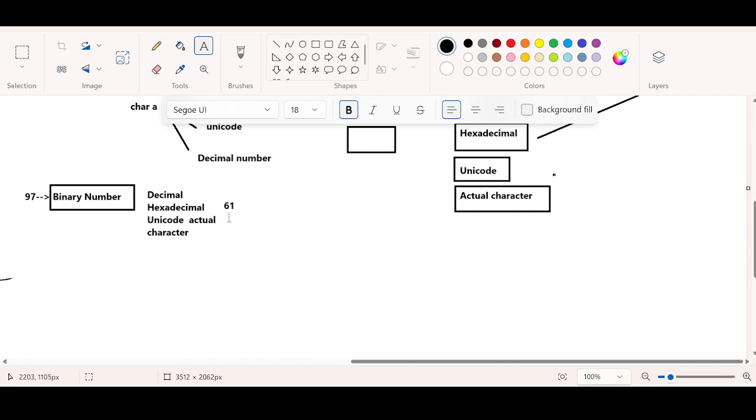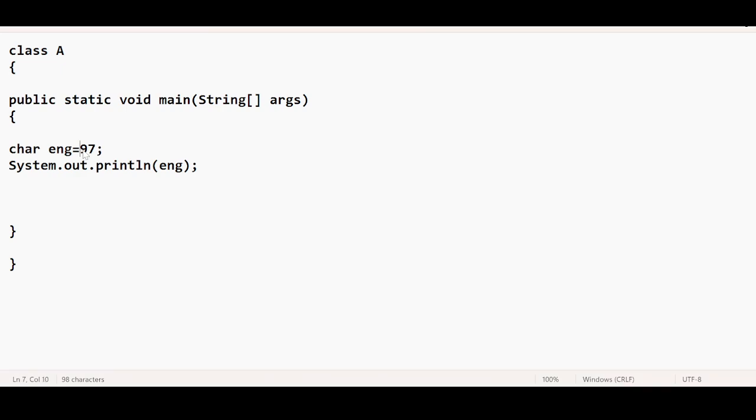Okay, and the equivalent Unicode for 61 is backward slash U0061. From the Unicode, the actual value will get extracted. What is that actual value? What is the value that we are trying to store here? 97 is the value.